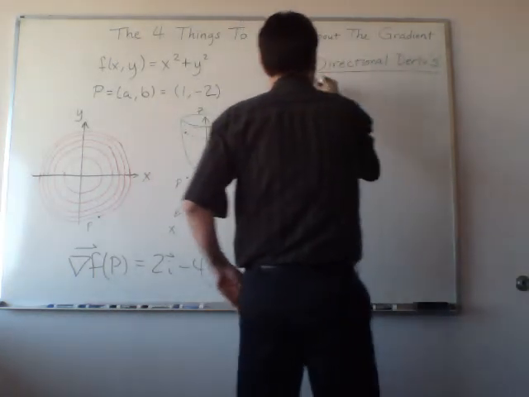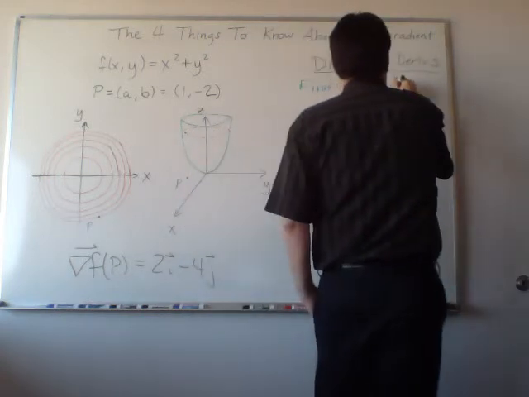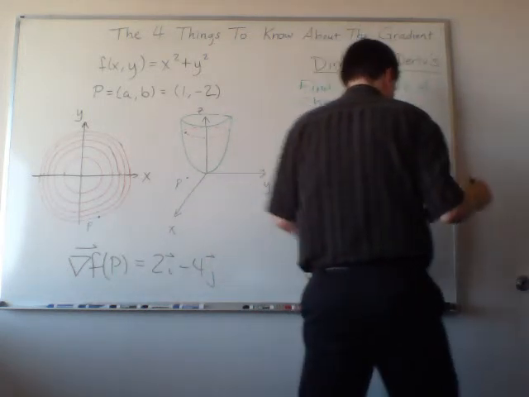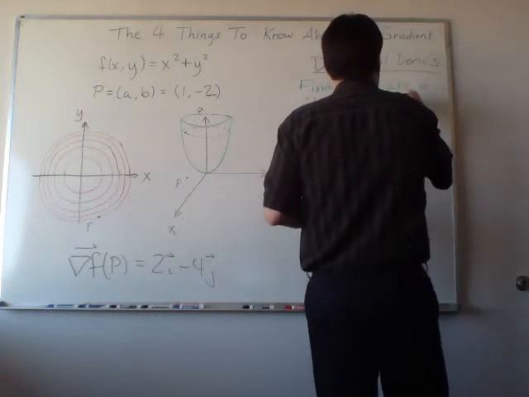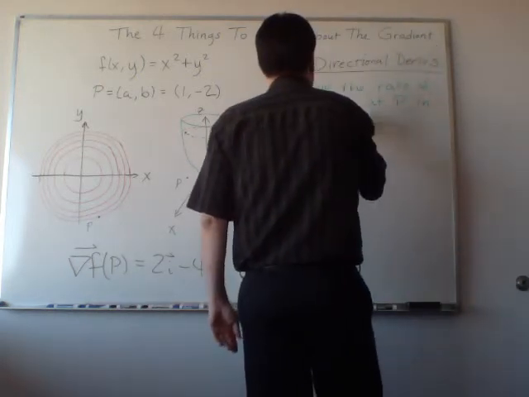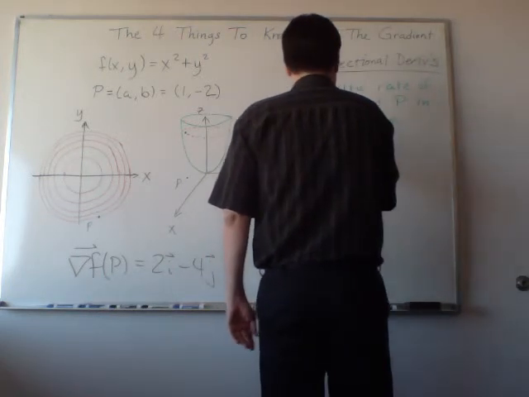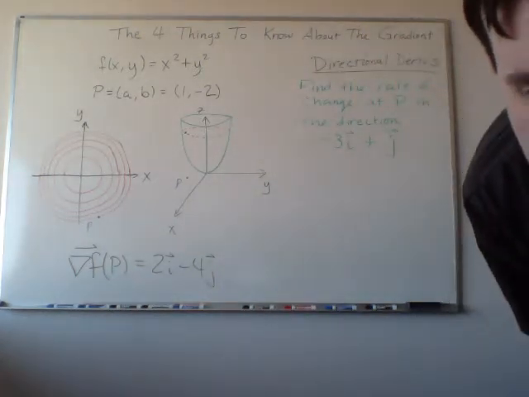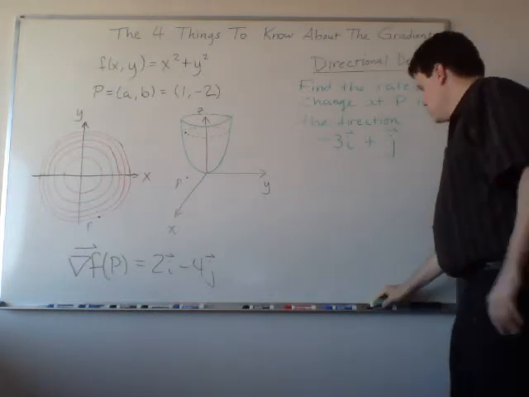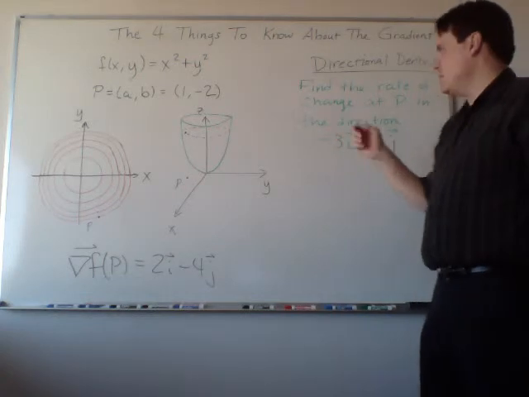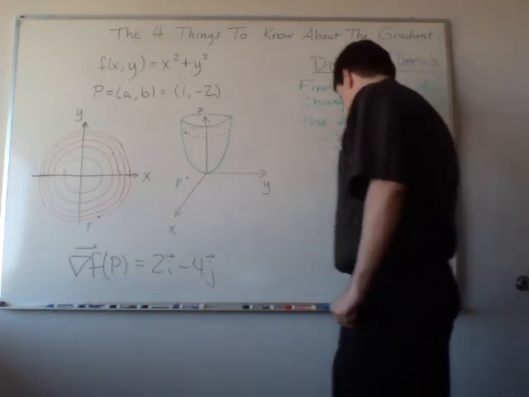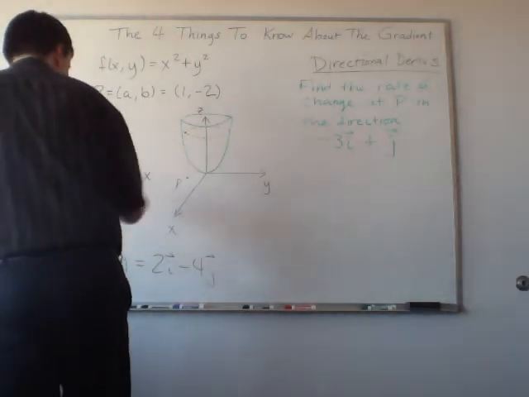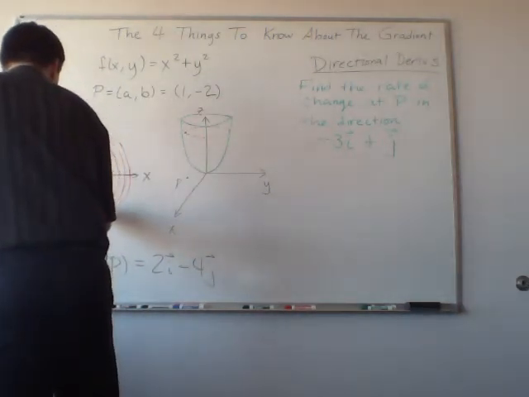So let's say I want to find the rate of change at P in the direction negative 3i plus j. I'm just going to do a quick check and make sure that text is visible there. It is barely, so I'm going to live with this. Okay, so I want to see what the rate of change of the function is at P in the direction negative 3i plus j. In my picture, that direction is going to look like this. I'm going to guess at exactly what direction that is, but it's going to go to the left quite a bit and up just a little bit.